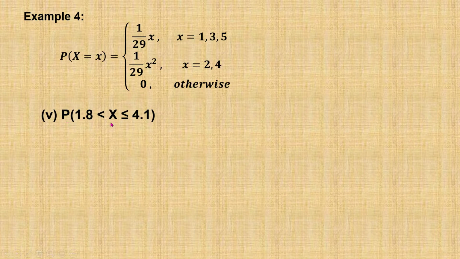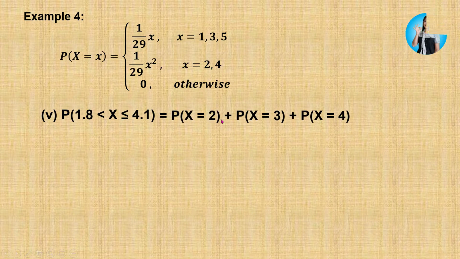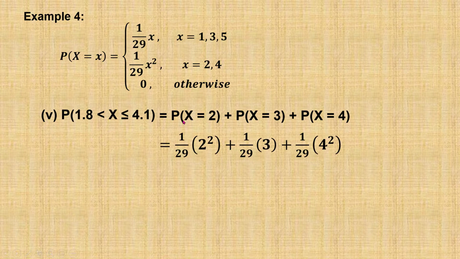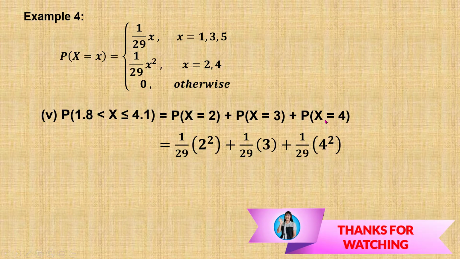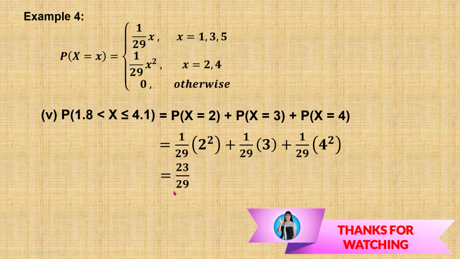Then for the probability of x between 1.8 to 4.1, since the values of x are integers, we are going to take the integers between 1.8 and 4.1. So they are x equal to 2, 3 and 4. When x is equal to 2, the probability is 1 over 29 times 2 power 2. When x is equal to 3, the probability is 1 over 29 times 3. When x is equal to 4, the probability is 1 over 29 times 4 power 2. So the answer is 23 over 29.